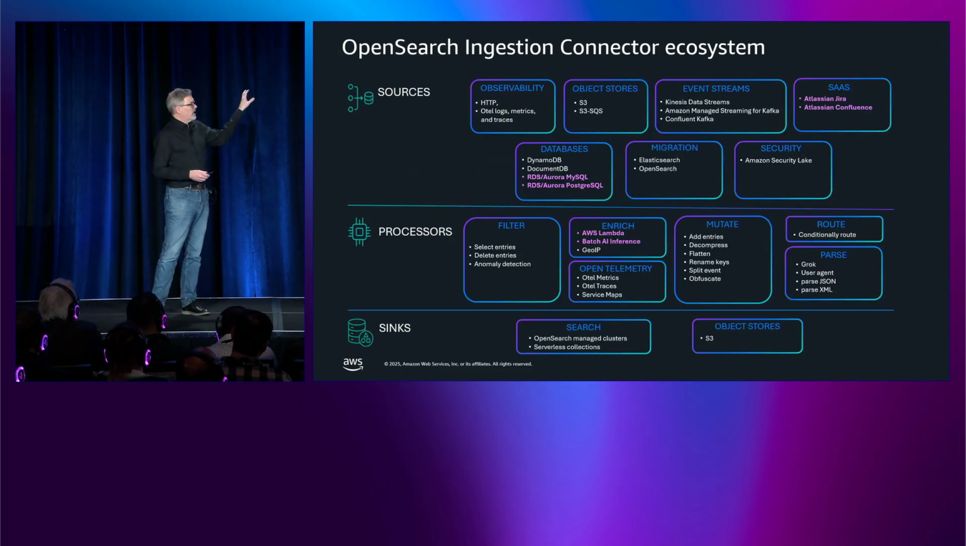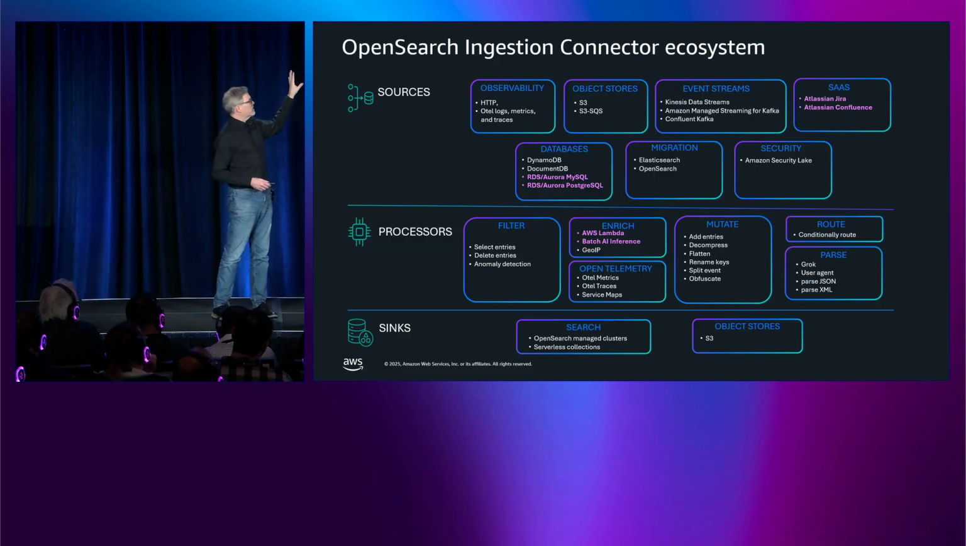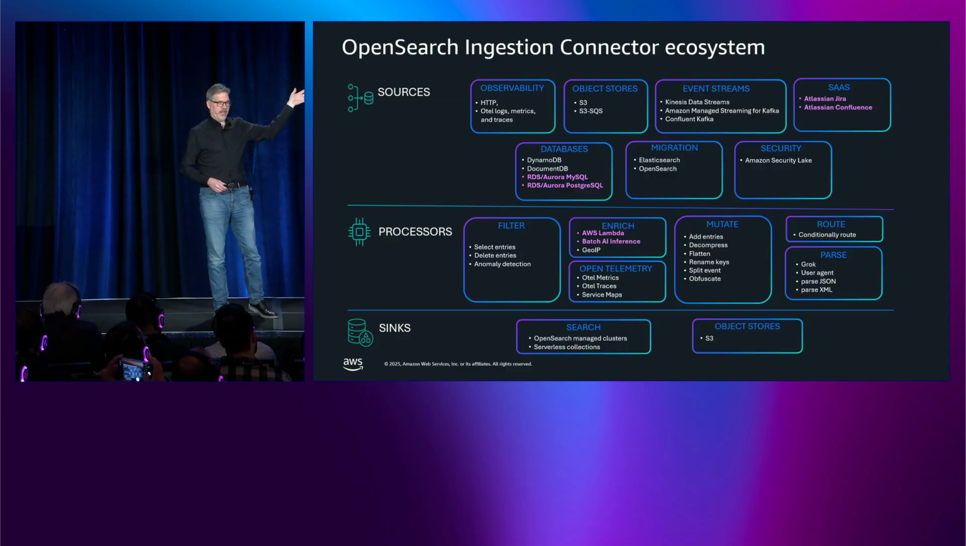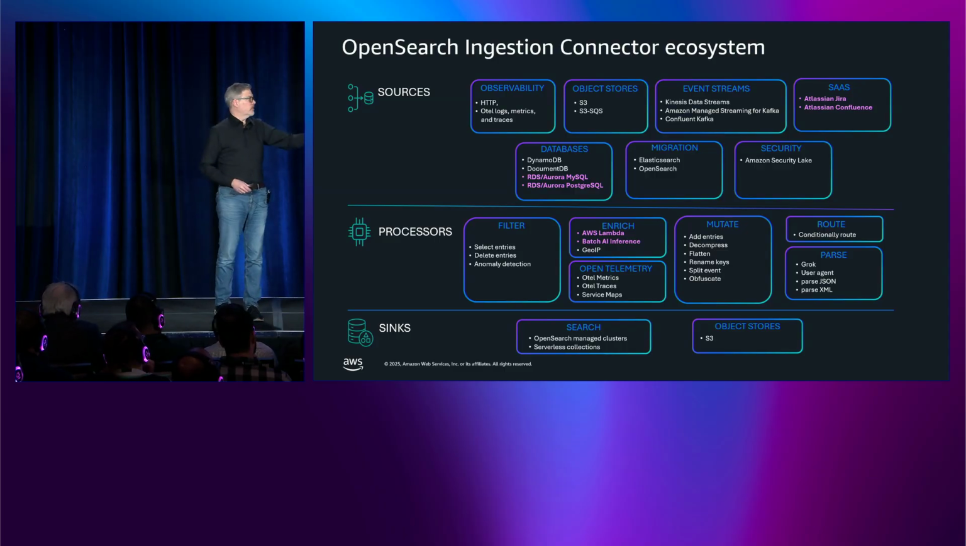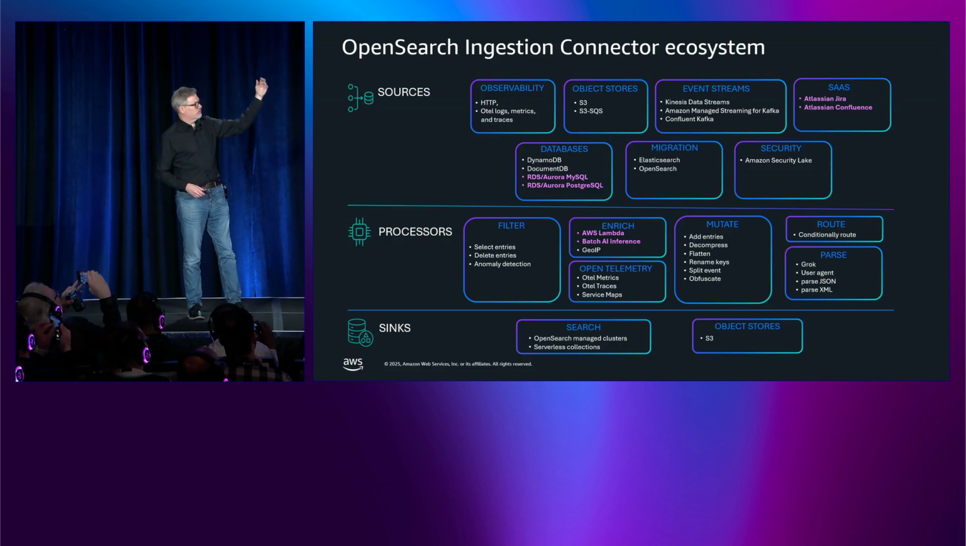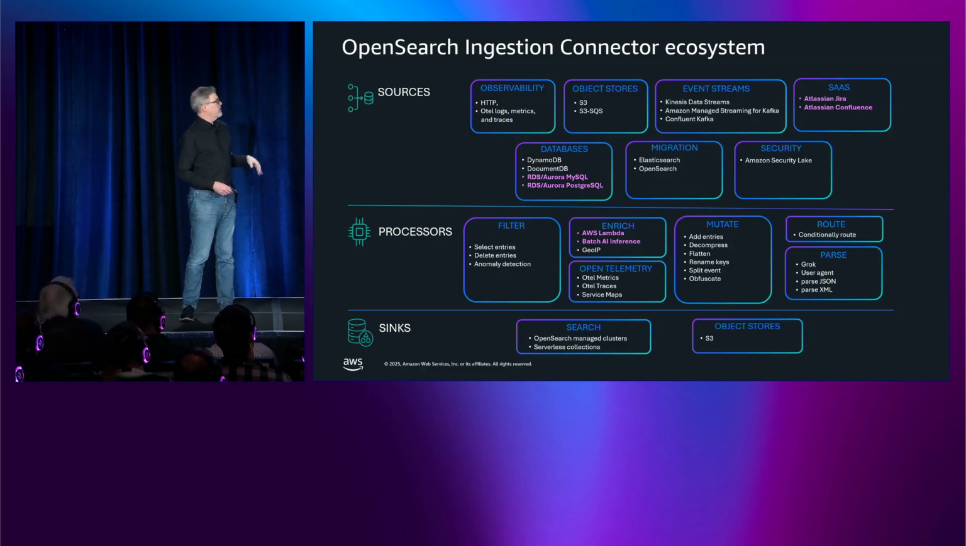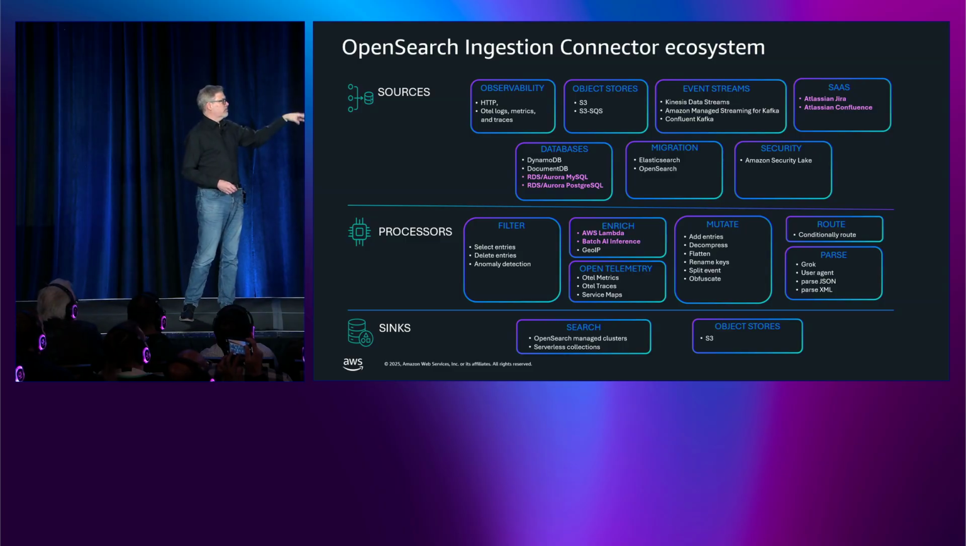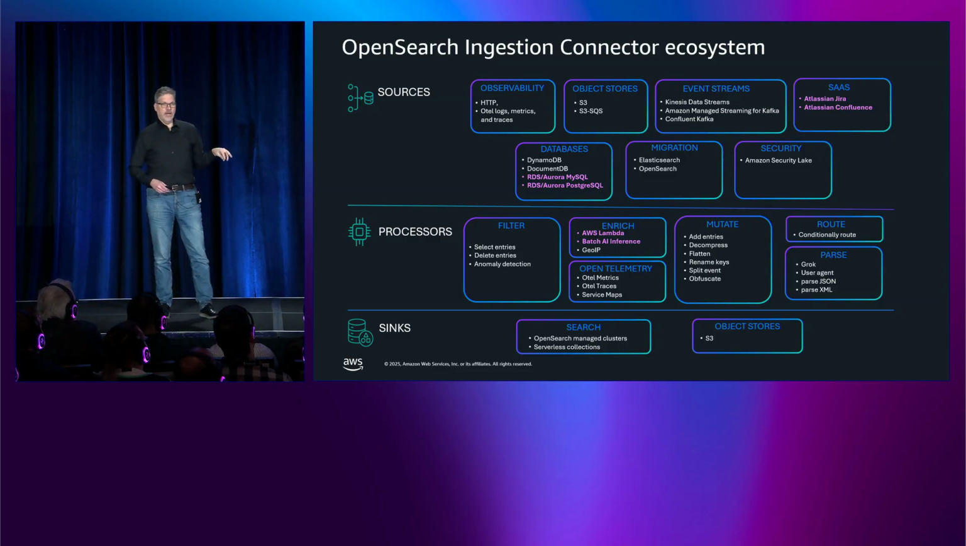And when you look across the capabilities of OpenSearch Ingestion, you'll see there's a wide range of sources that we support. It supports both push and pull sources, so you can push to it through an HTTP endpoint or an OTel endpoint, but it can also pull from systems like Dynamo, DocDB, RDS Aurora, RDS Postgres, Elasticsearch itself, OpenSearch itself. And one of the most popular is actually pulling data out of S3 and processing it in OpenSearch.